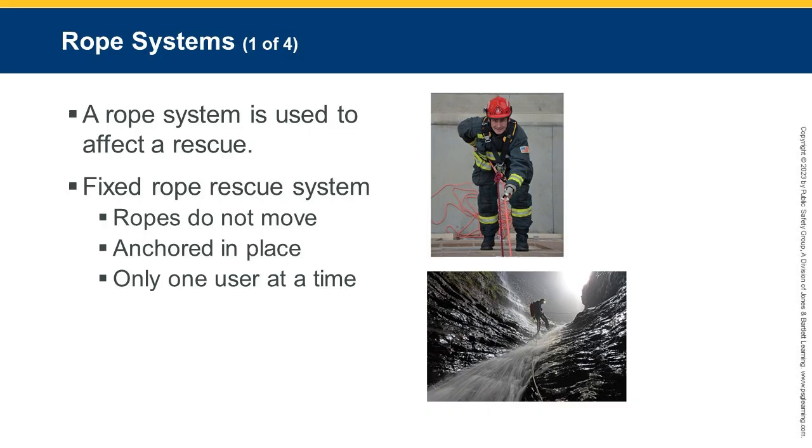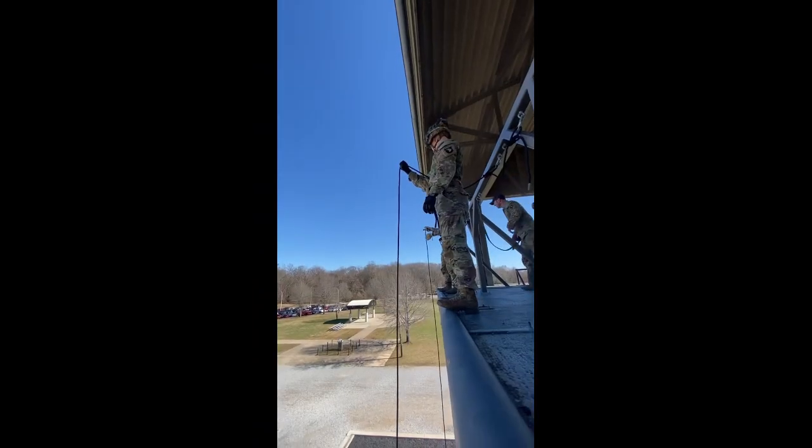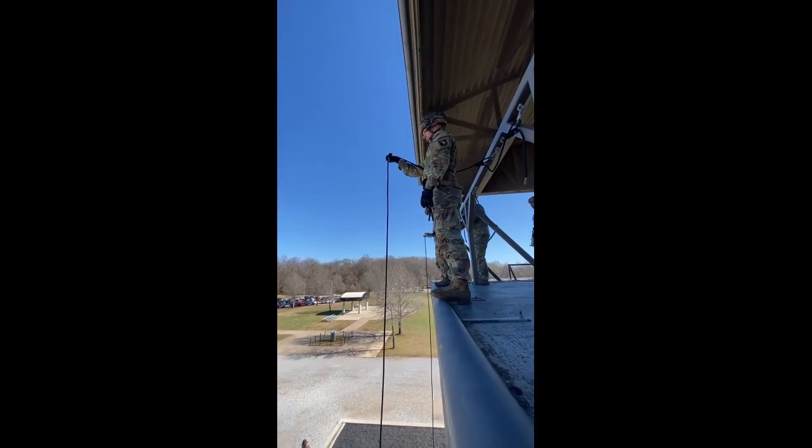Let's talk about rope systems. Basically, any rope system we set up in rescue is there to get the job done safely and efficiently. First up, the fixed rope rescue system. In a fixed rope system, the ropes don't move. They're anchored in place, and the rescuer uses the rope to ascend or descend. Think of it like a permanent line up or down a cliff, or along a building.